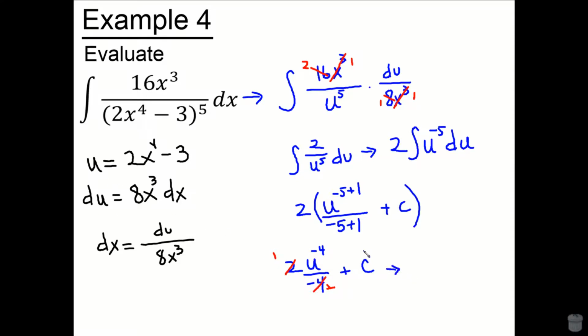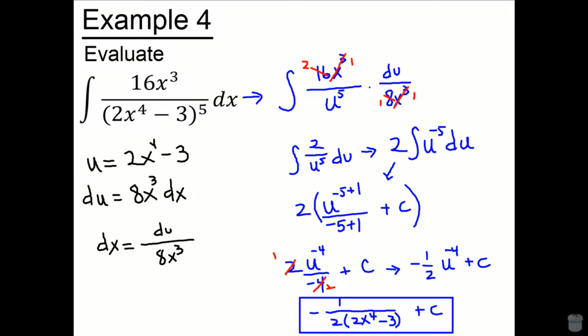So now that becomes negative 1/2 u to the power of negative 4 plus a constant. Now we're going to put it all back together. So we have negative 1 all over 2 times (2x to the 4th power minus 3) plus the constant. That there is the final answer.